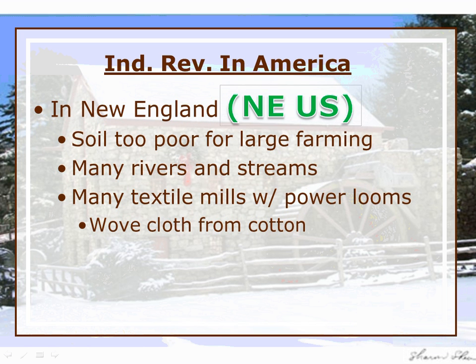Any questions so far? You see how the physical geography of New England makes it the perfect spot for the Industrial Revolution in the U.S.? Poor soil because of the mountains, and the mountains have the streams to provide the power for those machines. So we have the power looms.